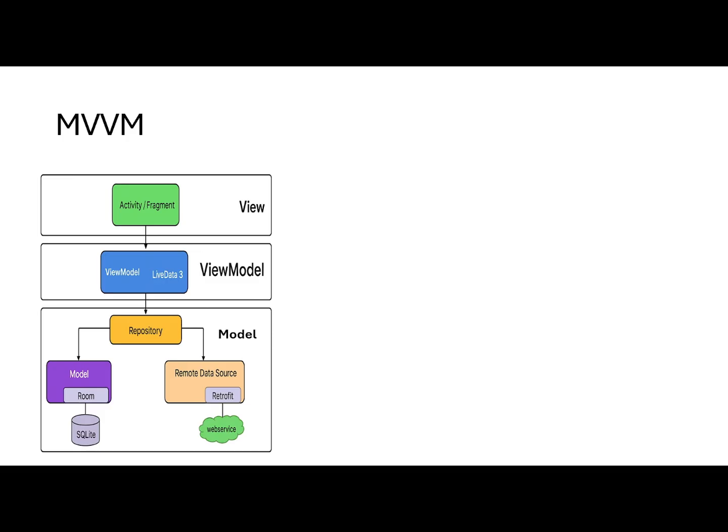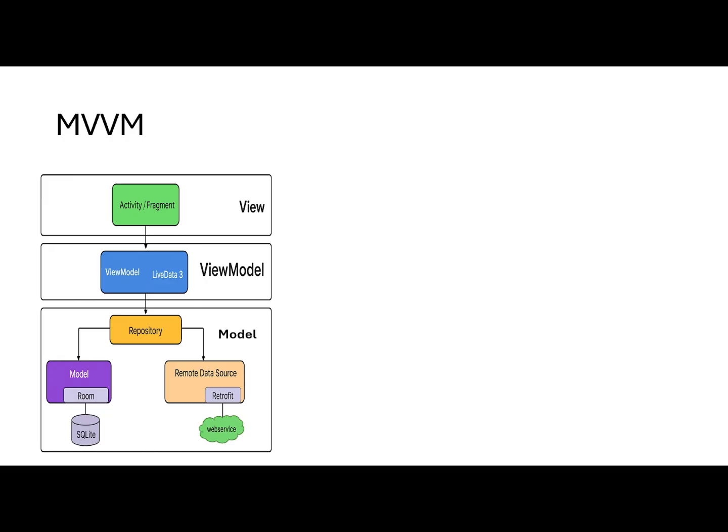Now let us see how MVVM works. ViewModel exposes a state. Since view is aware of the ViewModel, it will observe the state and renders the UI. Remember, in the case of MVP, presenter needs to send data to the view, but in the case of MVVM, UI update happens automatically due to the observer pattern.